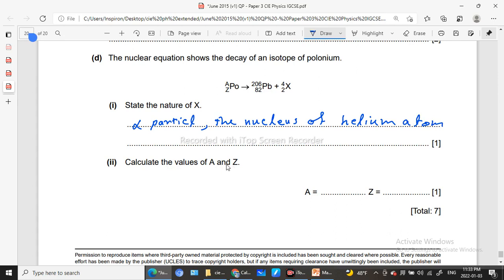Calculate the value of A and Z. Now A equals 206 plus 4 equals 210, and Z equals 82 plus 2 equals 84. So A is 210 and Z is 84.